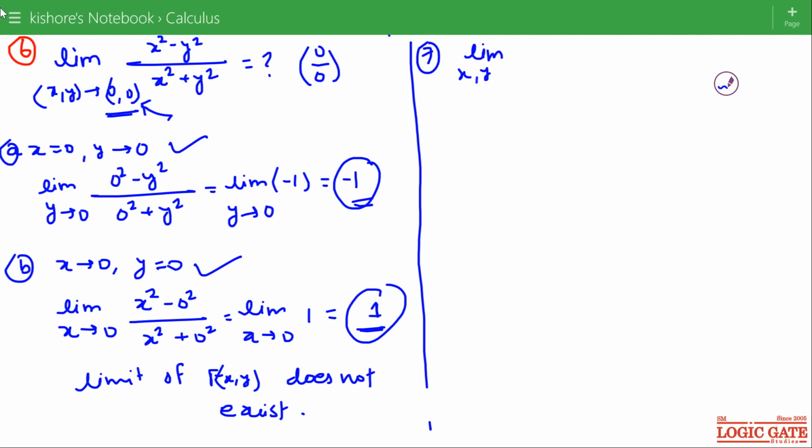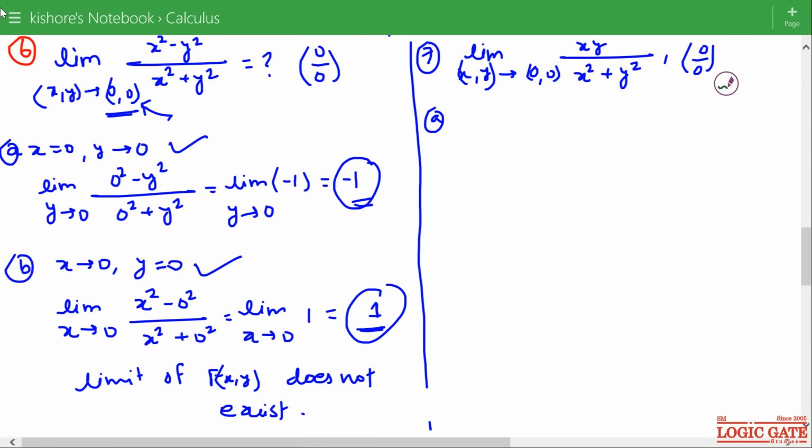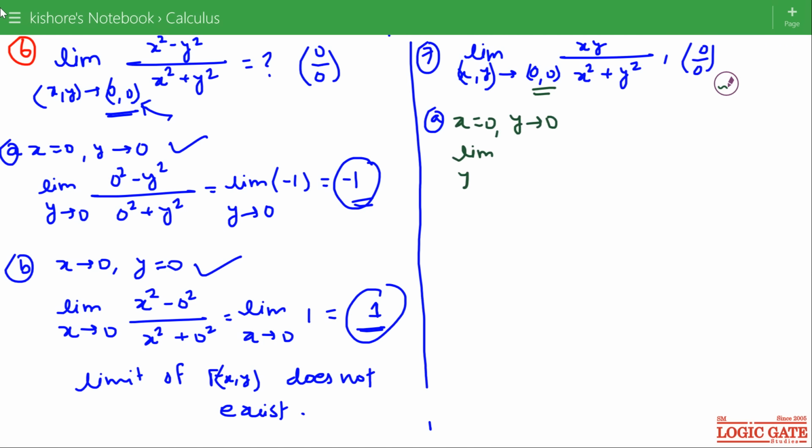Limit x, y tending towards 0, 0 and the function is xy divided by x square plus y square. See, if we directly substitute the values of x and y, then this will be in 0 by 0 form, which is indeterminate. So we'll approach the point 0, 0 through a different path, through the y-axis. So limit y tending towards 0 and x is 0. So this will be 0.